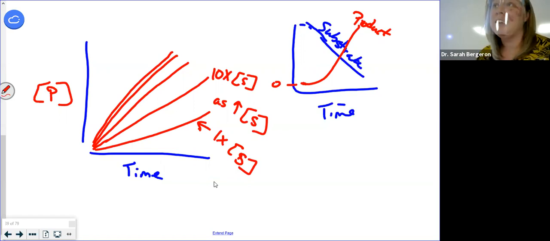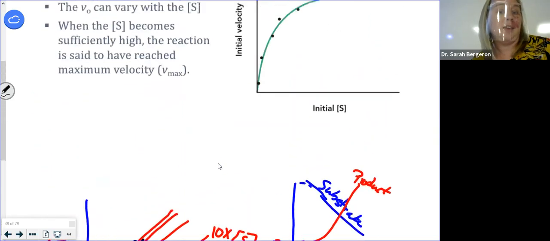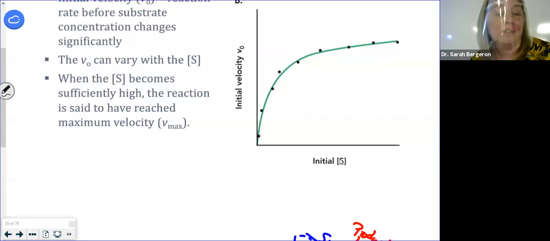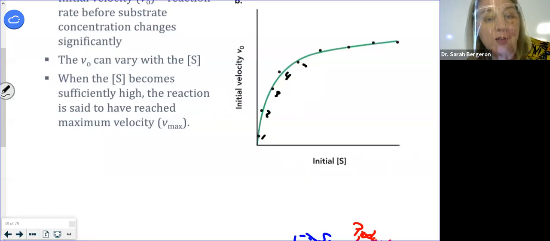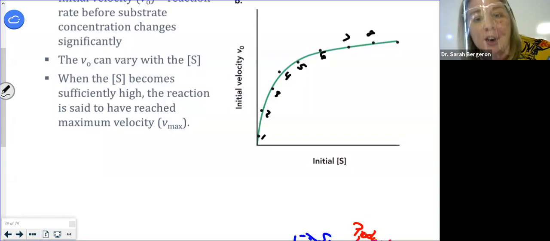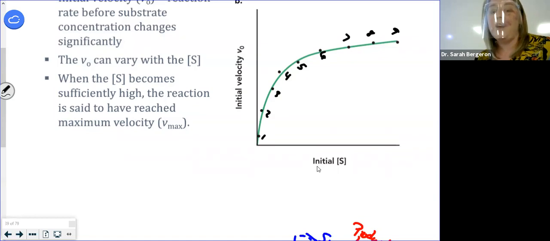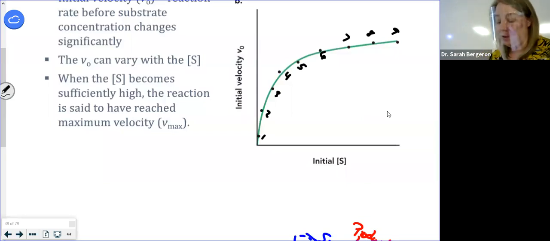Okay, so now if we take this data and I take the rate of reaction one, the rate of reaction two, the rate of three, the rate of four, the rate of five, and I plot them versus initial substrate concentration. So this was reaction one, two, three, four, five, six, and we kept going, seven, eight, nine. If I plot that initial substrate concentration versus the velocity of my reaction, yes, as I add more substrate, my velocity is going to increase until I get to a point where it doesn't matter how much substrate you add, you're gonna reach a maximum velocity. You're going to plateau.